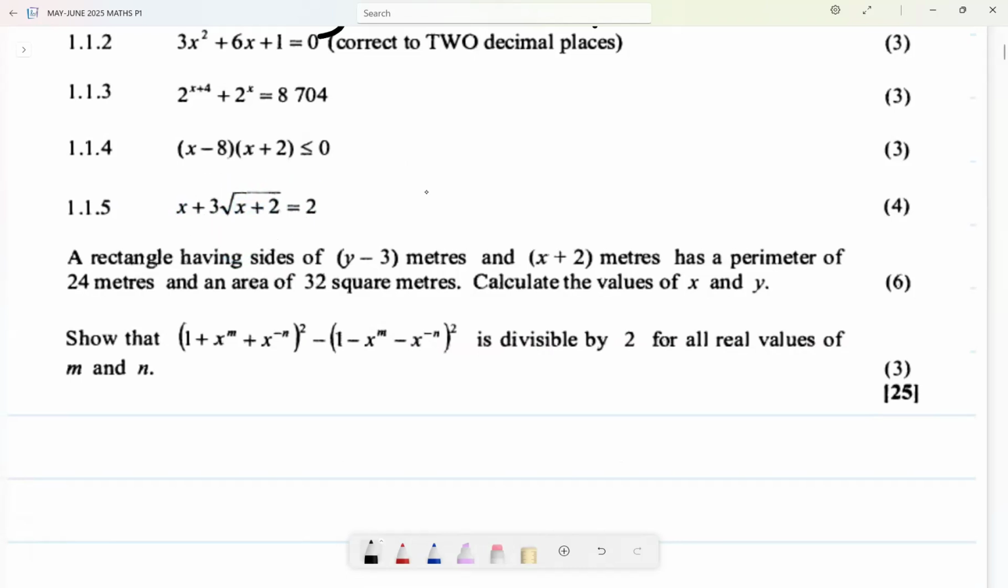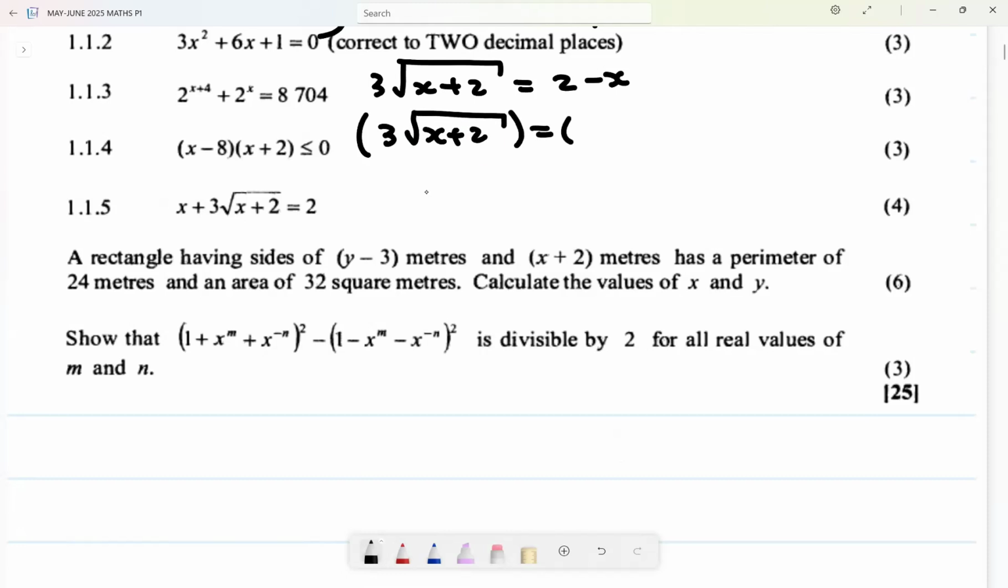It's going to be 3 square root of x plus 2 is equal to 2 minus x. And then what you're going to do, do not divide by 2, guys. Please don't do that. It's going to cause you a lot of problems. You can, but you should be good with the mathematics, so don't. So just square this, and then square the other one.